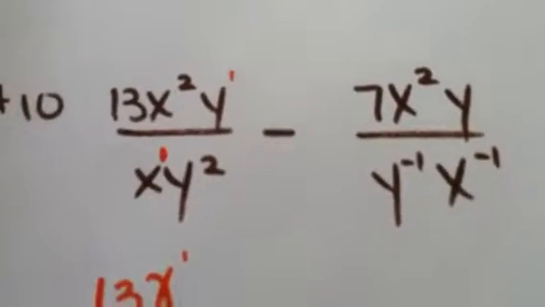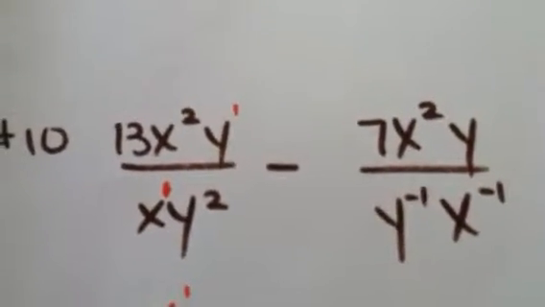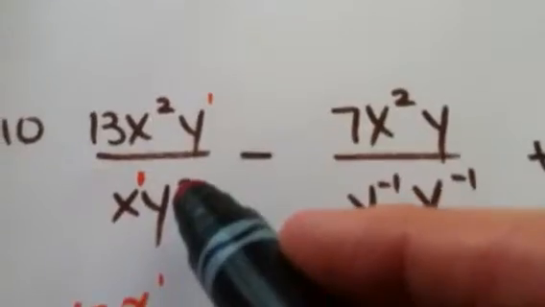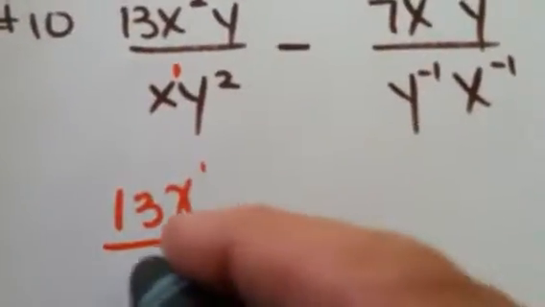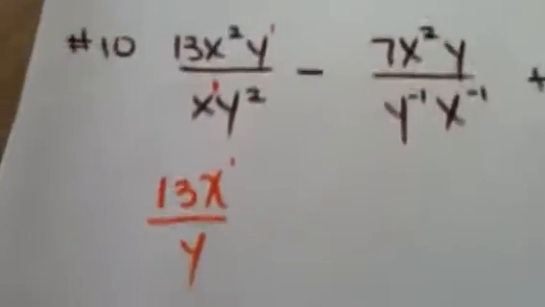Now look at your y's. Again, this is like y to the first. Where are there more y's? On the bottom. How many more? 1. So I'm going to have 1 y on the bottom. Now, I just think that's a pretty easy way to think about it.